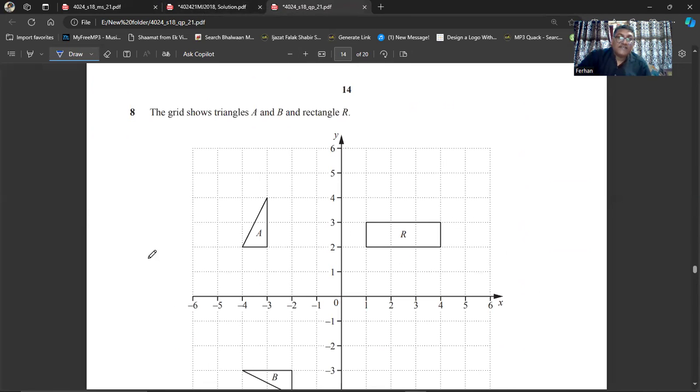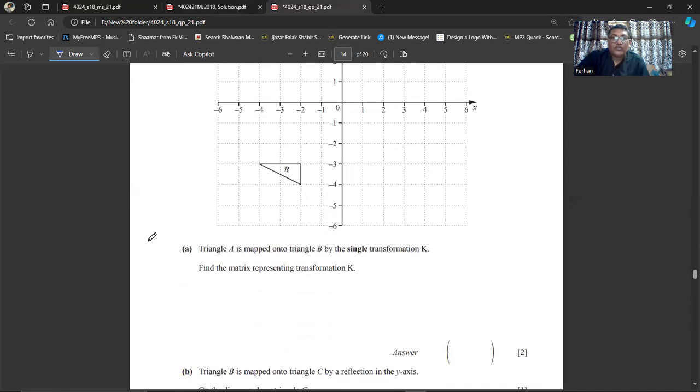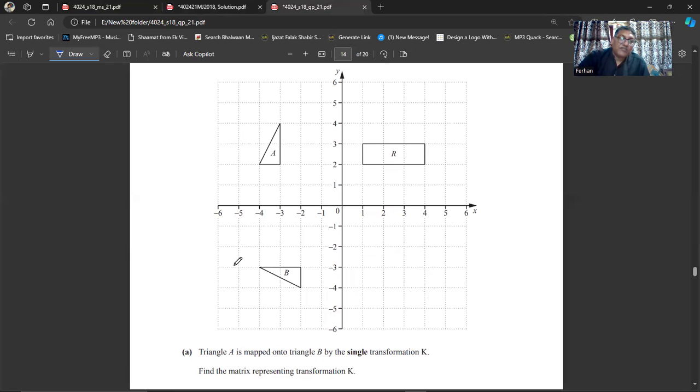So here on this grid, you can see we have triangle A, triangle B and the rectangle R. They are shown. It says the triangle A is mapped onto the triangle B by the single transformation K. Find the matrix representing the transformation K. So this has been mapped onto B, and we have to find the matrix by which we have gone there.